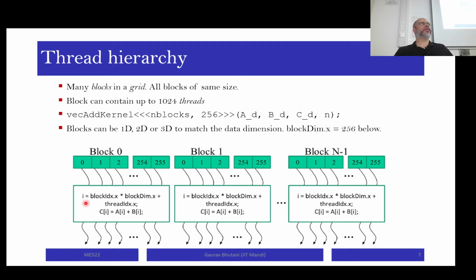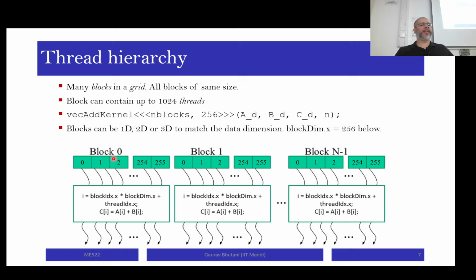So we have this formula here, where I is equal to the block ID, which is going from 0 to n minus 1, times the block dimension. Block dimension is basically the number of threads per block. So if you are working with block 0, then this is 0 times 256. If you are working with block 1, the block ID is 1 here, and block dimension is simply the number of threads per block, which is 256. So 1 times 256 and so on, and then you add the thread index as well. So thread index is going from 0 to 255 in this case.